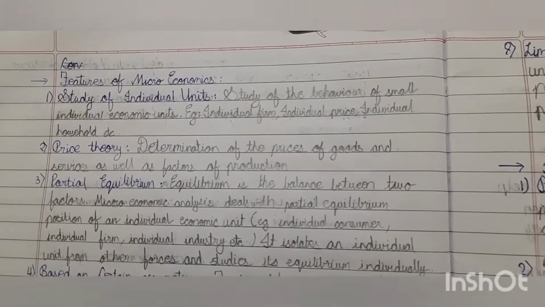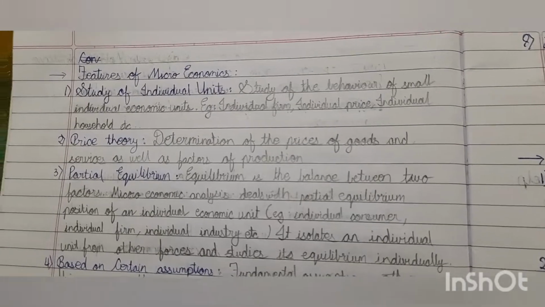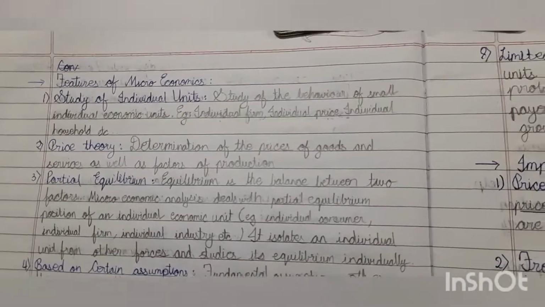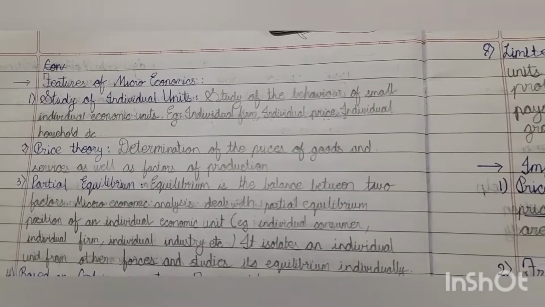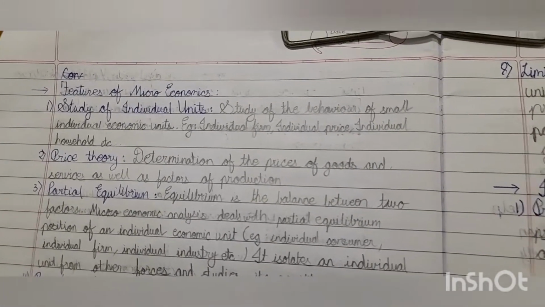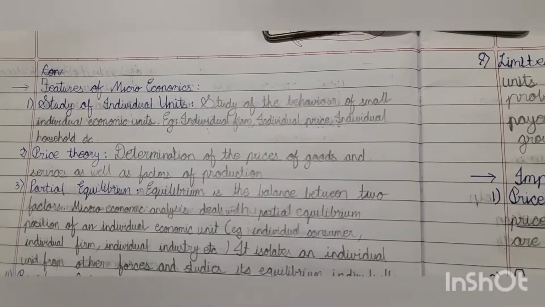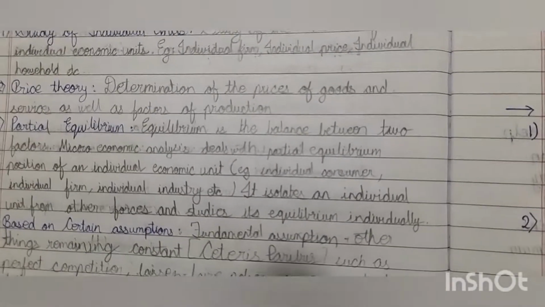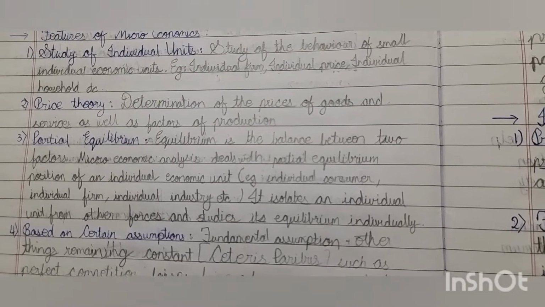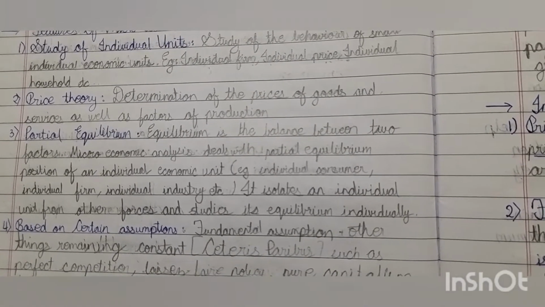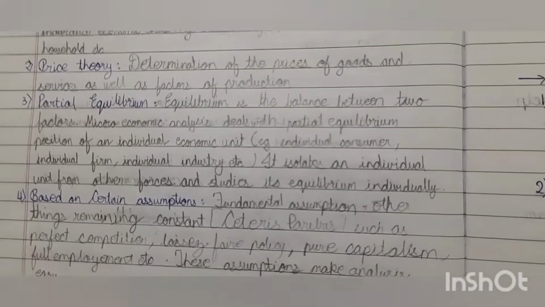Moving on to features of microeconomics, there are 8 features of microeconomics. The very first one being study of individual units. As I mentioned earlier in the video, microeconomics is study of small individual economic units. Second, price theory. Determination of the prices of goods and services as well as factors of production is studied under this.